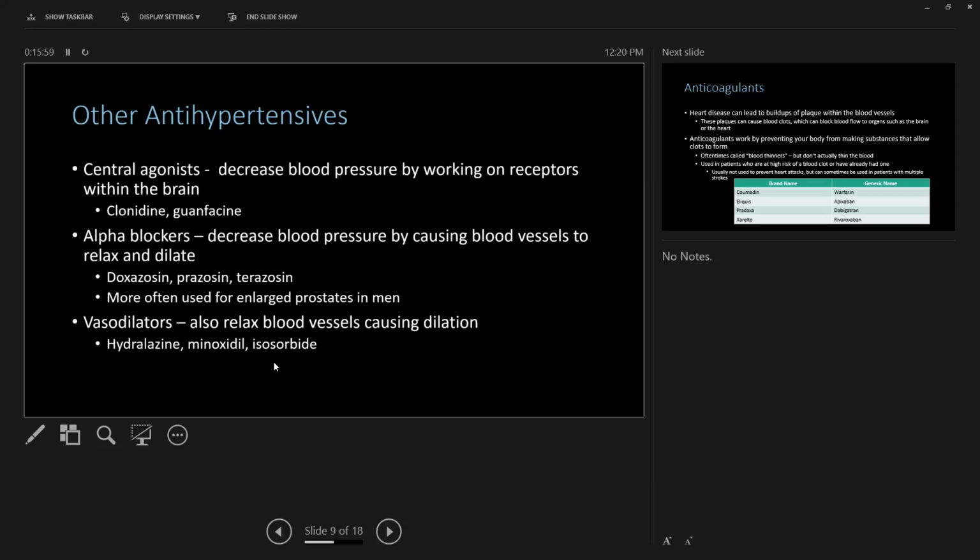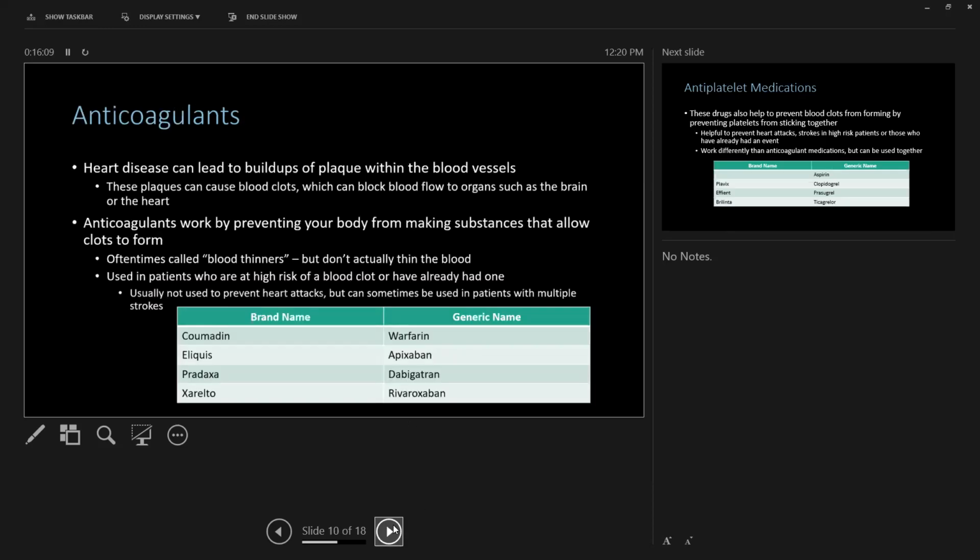So that's it for blood pressure medications. Like I said, it was a brief overview. So if you guys think of any questions or have any questions, feel free to ask. So moving on, we will now talk about anticoagulants or blood thinners.